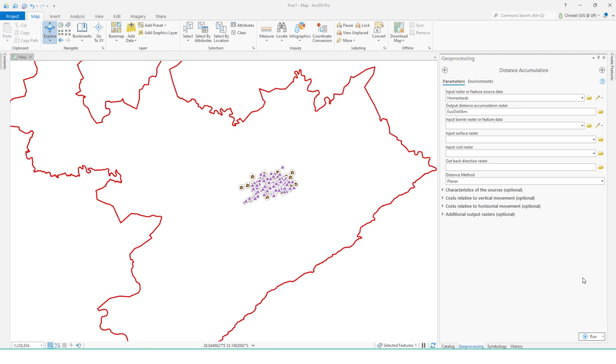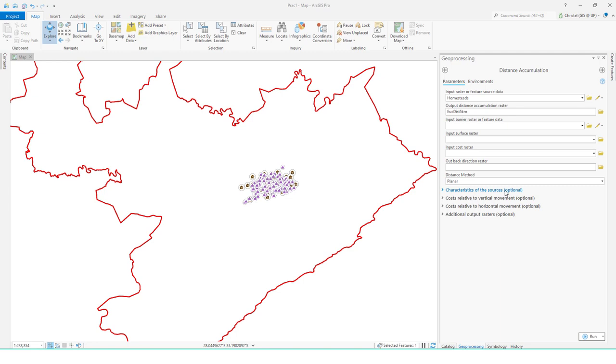Then you have the additional input of a barrier feature or raster that you can have to restrict that distance. For example, if you have a highway that people can't cross, you can set that as a barrier within the tool. And then you leave the rest of the inputs empty.